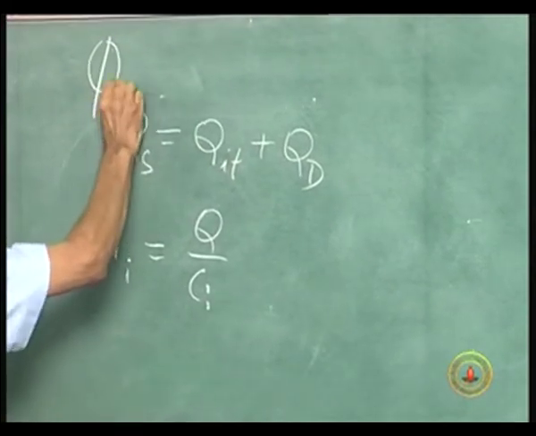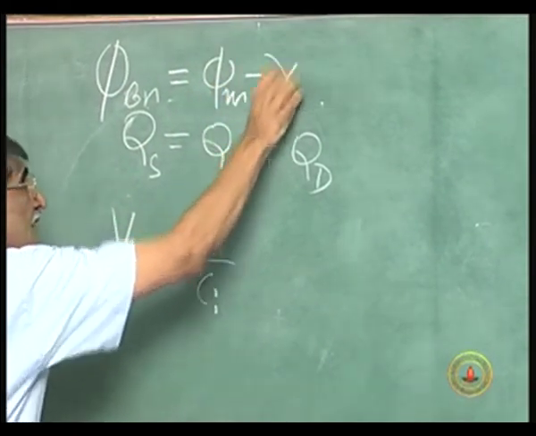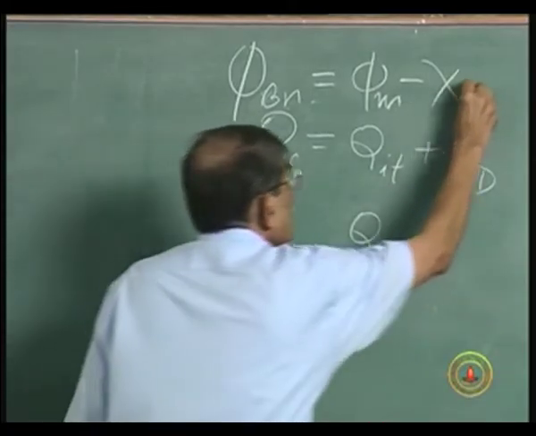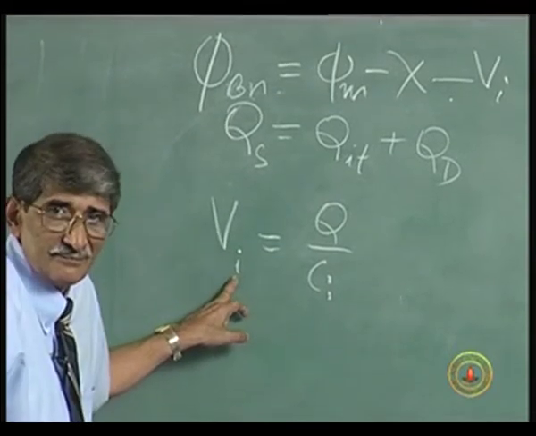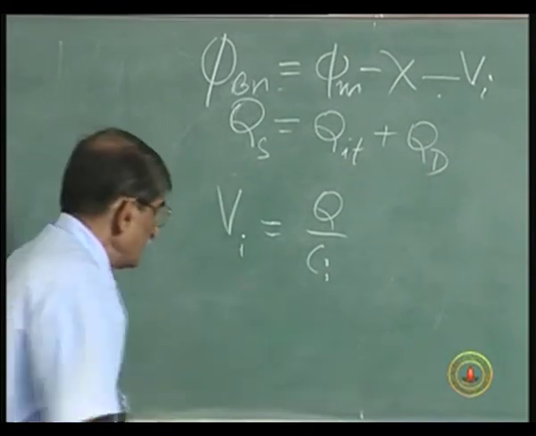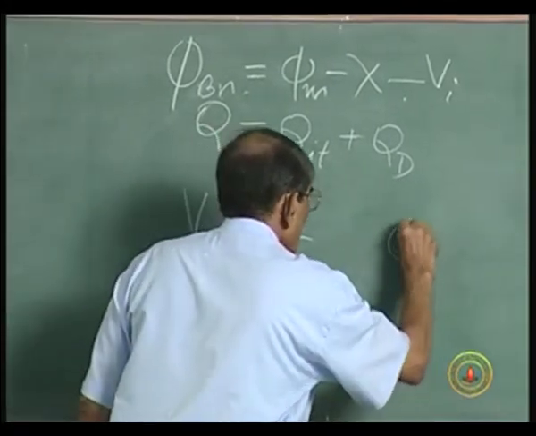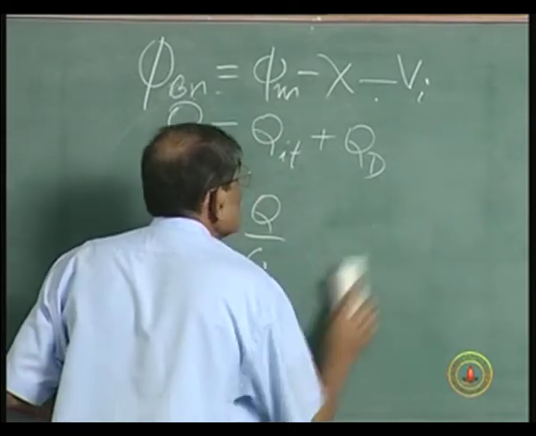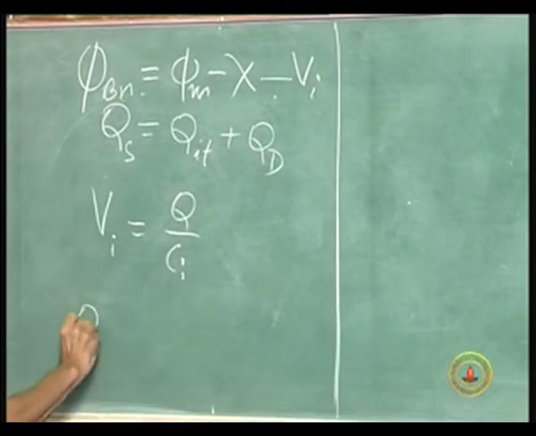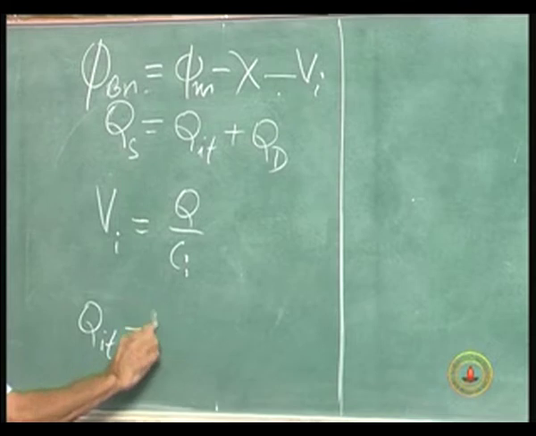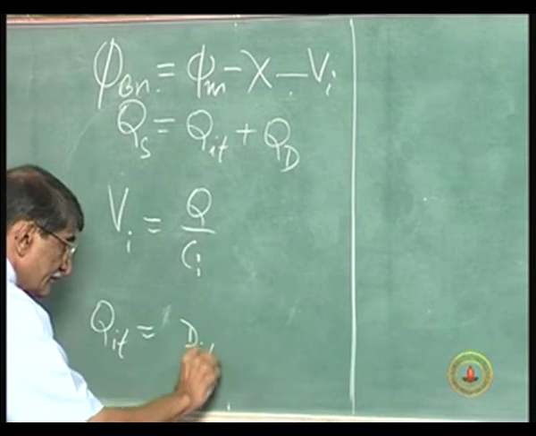Phi b n is equal to phi m minus chi, the original value. I have an additional drop V I. So, I have to determine this V I, that is all I have to do. Okay. So, now what is Q I T? What is Q I T? It is related to D I T.